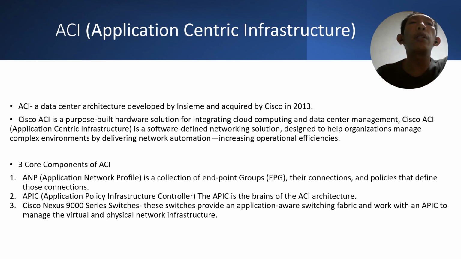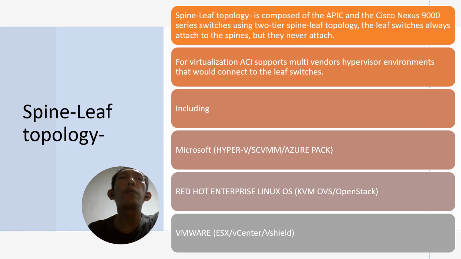APIC, or the Application Policy Infrastructure Controller. The APIC is the brains of the ACI architecture. Third is the Cisco Nexus 9000 series switches. These switches provide an application-aware switching fabric and work with an APIC to manage the virtual and physical network infrastructure.